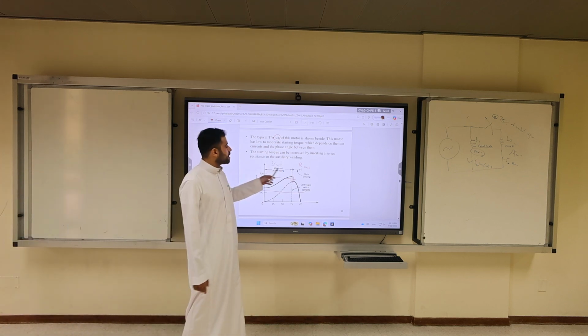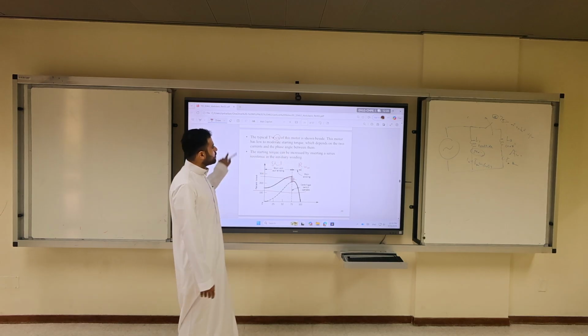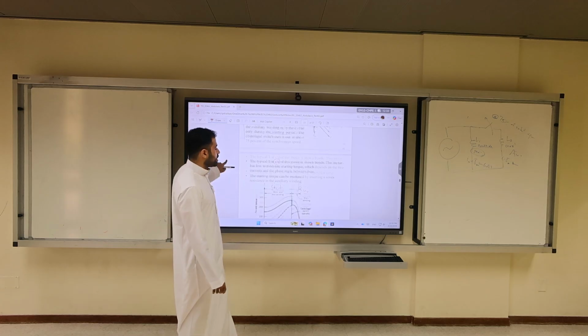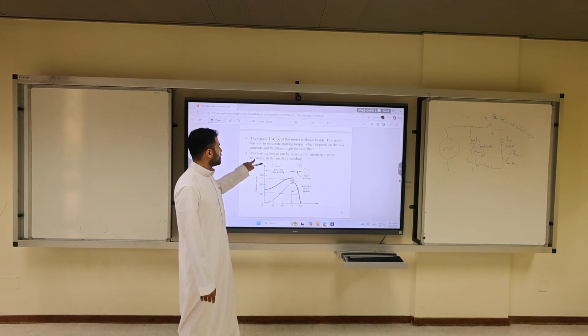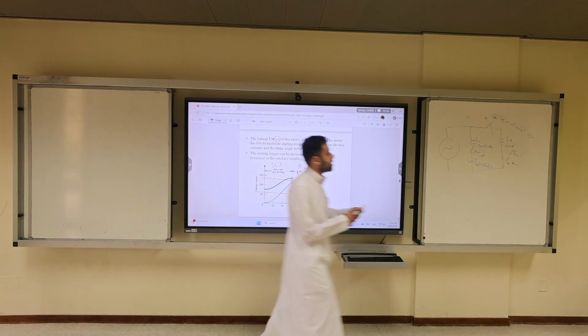How do we improve the starting torque? By messing with the ratio, R over L. What is the solution? Insert a resistance in the auxiliary winding. If you add a resistor here, what will happen?